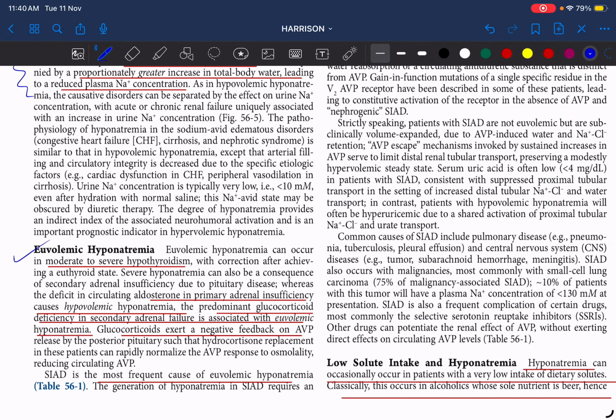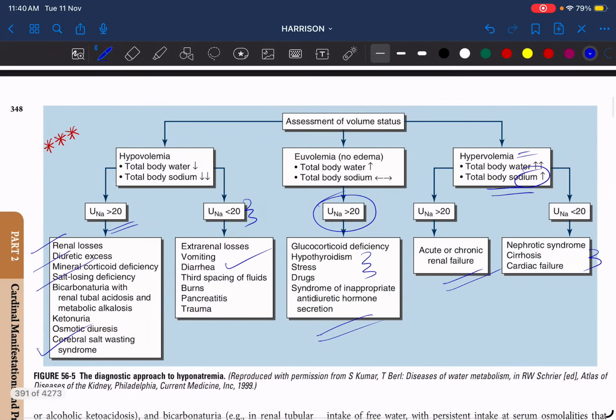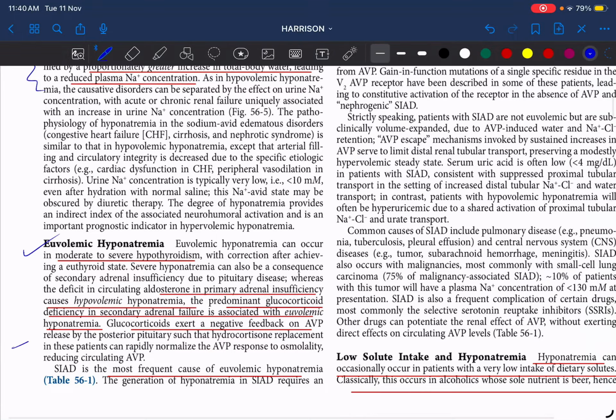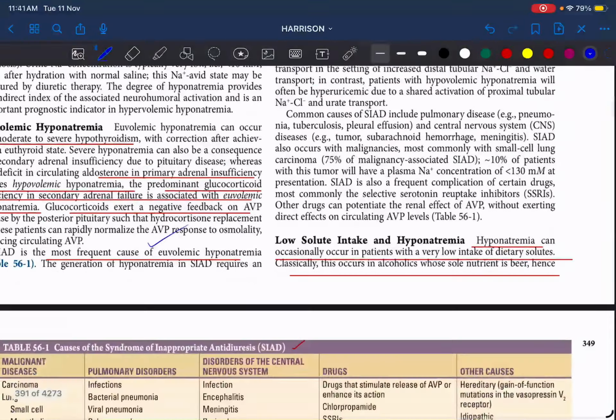Coming to euvolemic hyponatremia, as I told you, the first and foremost cause is always SIADH. Another one is glucocorticoid deficiency. Remember, mineralocorticoid deficiency causes hypovolemic hyponatremia, whereas glucocorticoid deficiency alone causes euvolemic hyponatremia. And SIADH is the most frequent cause of euvolemic hyponatremia.